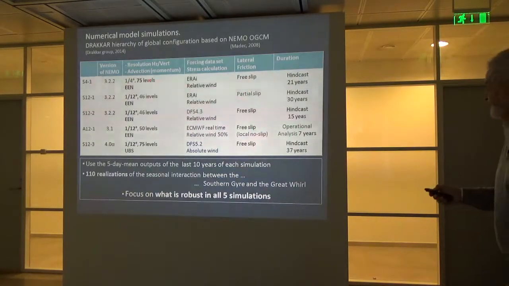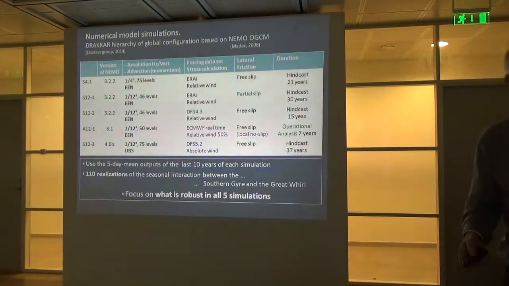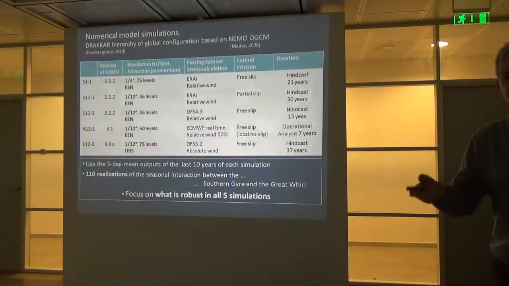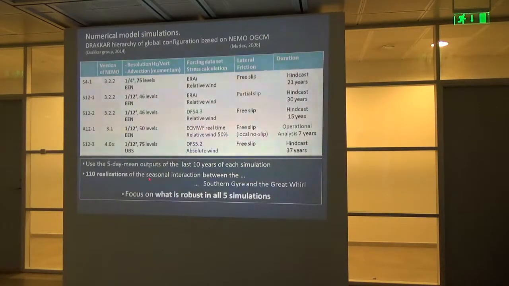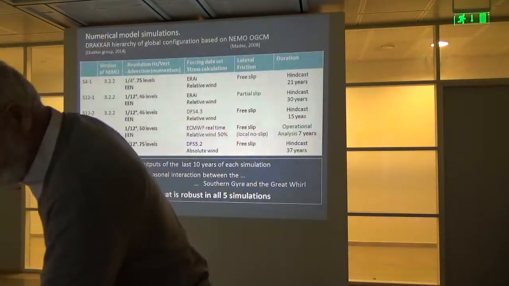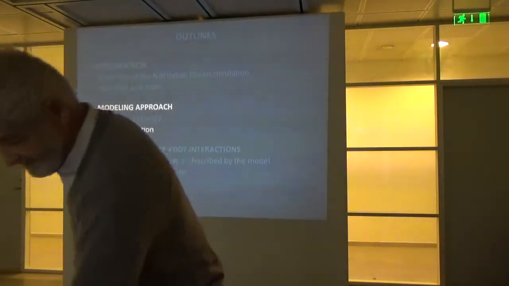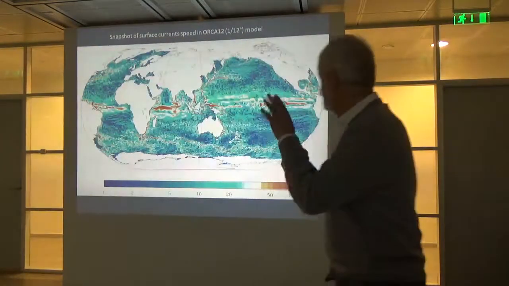Okay, so in total, we have 110 realizations of the seasonal cycle. I'm not saying they are all independent, but we're going to treat them like they were independent. But if what happened one year in this region depends on what happened the year before, then they would not be completely independent. Okay, and so we use the 5-day mean output of the last 10 years of each simulation. And we focus on what is robust between those simulations, because we know that models are imperfect and they can be correct.